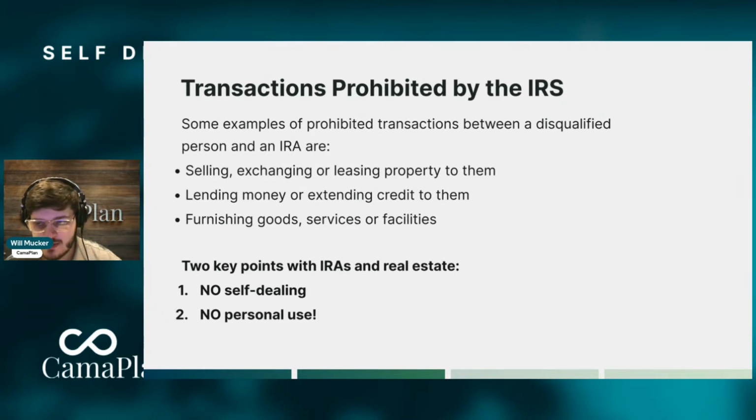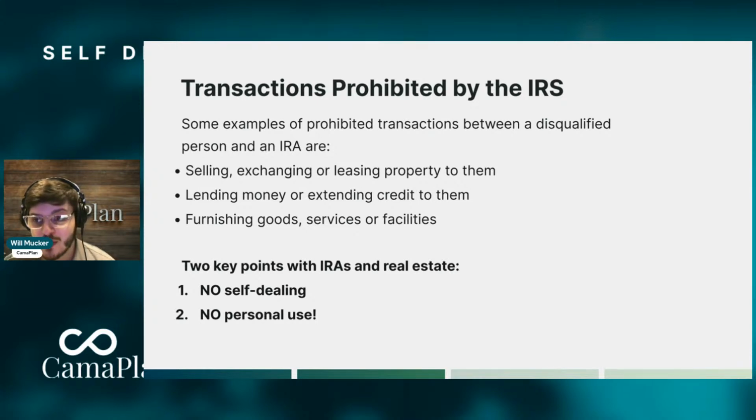Some transactions that are prohibited by the IRS are personal use and self dealing. So the IRS basically says that the retirement account you set up is strictly for the purpose of growing your retirement account and using it as a part of your retirement portfolio and your retirement plan. They don't want you receiving any personal benefit from it or providing any personal benefit to the IRA and its investments. So let's use the example of real estate.